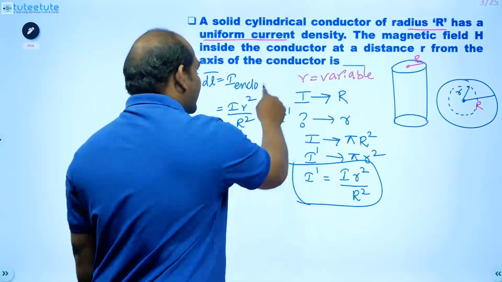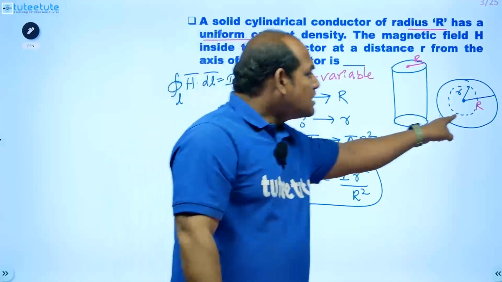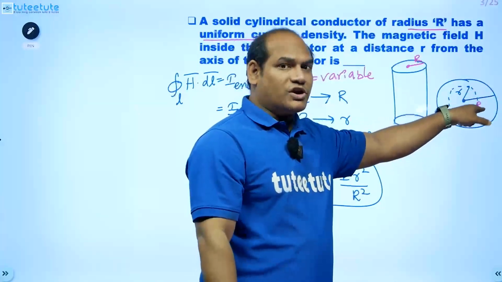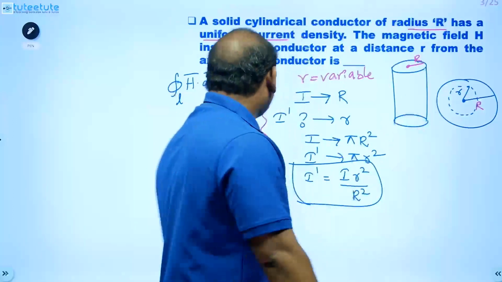So why am I not taking total current I? Because we are calculating through the small radius r only, not capital R. Only small r, not the complete cylinder. Okay, that is what you need to concentrate on.